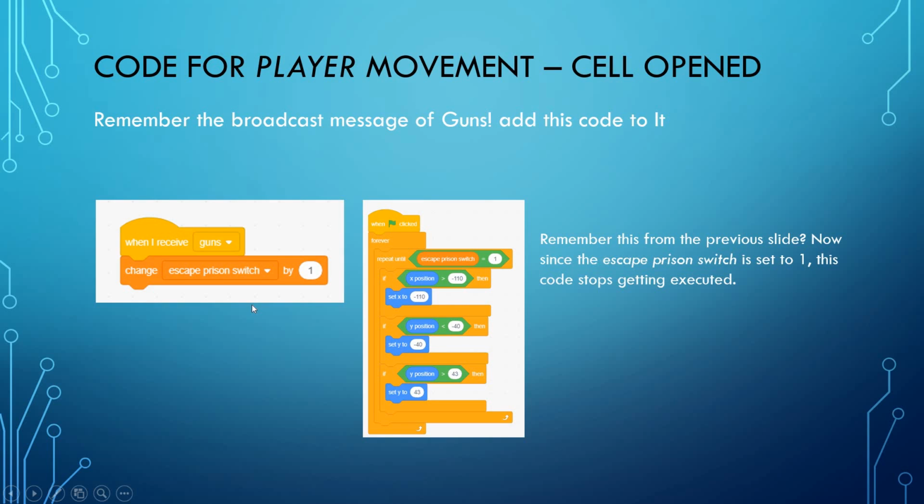So when it receives guns, it changes the escape prison switch by 1, which means it's just adding 1. And so in this code, what is happening is this entire code is being repeated until the switch is 1. So meaning if it is 1, it doesn't work anymore.